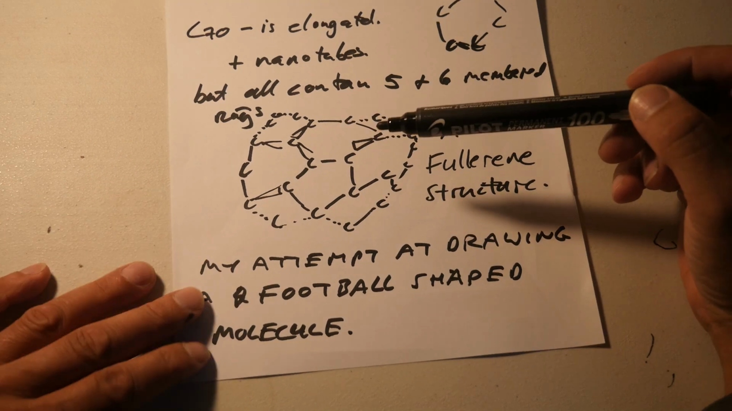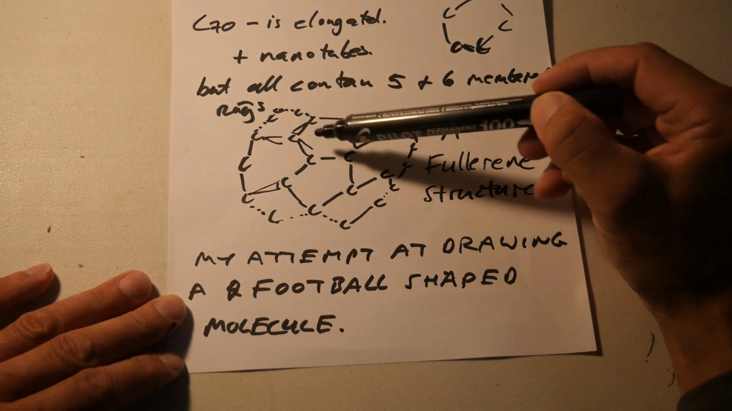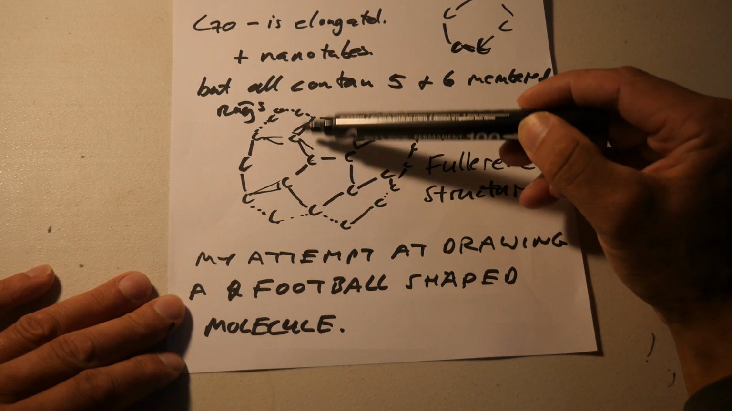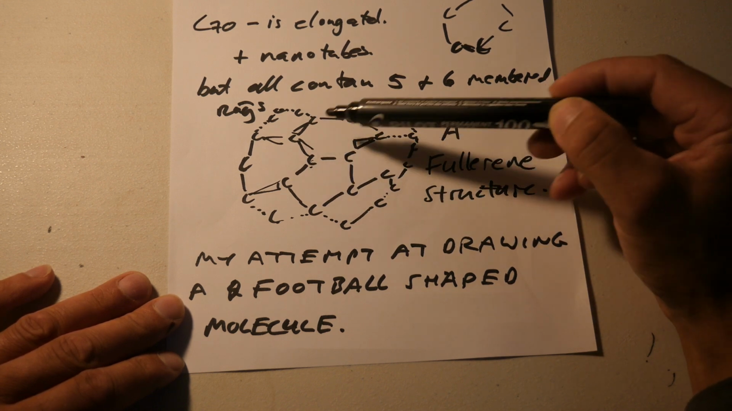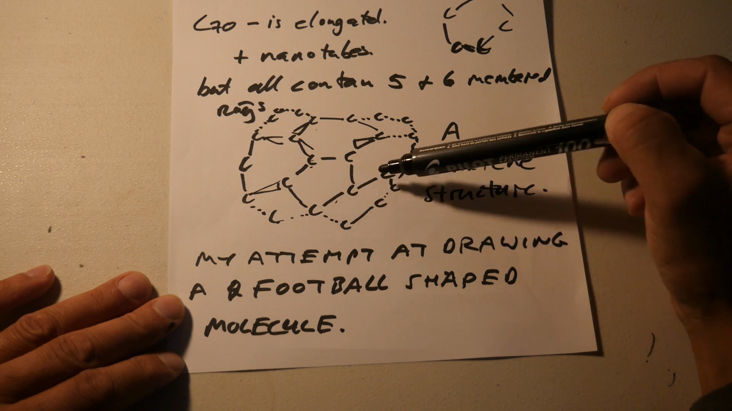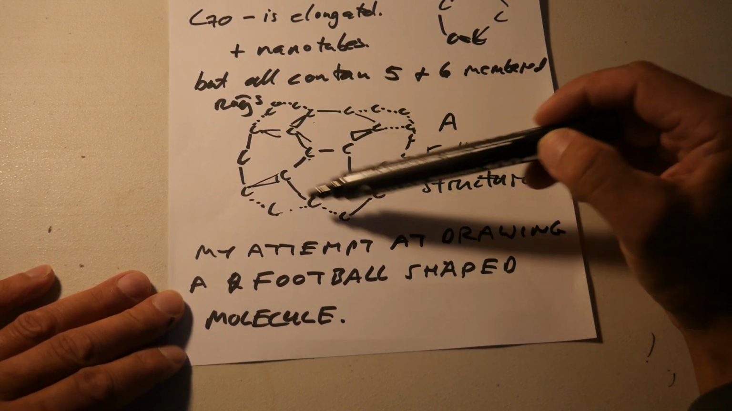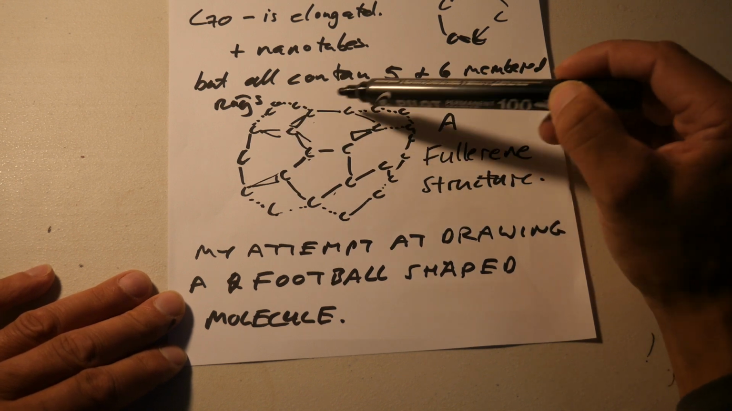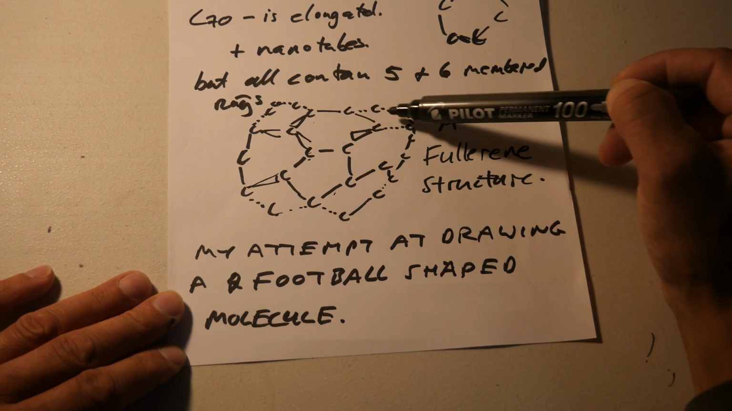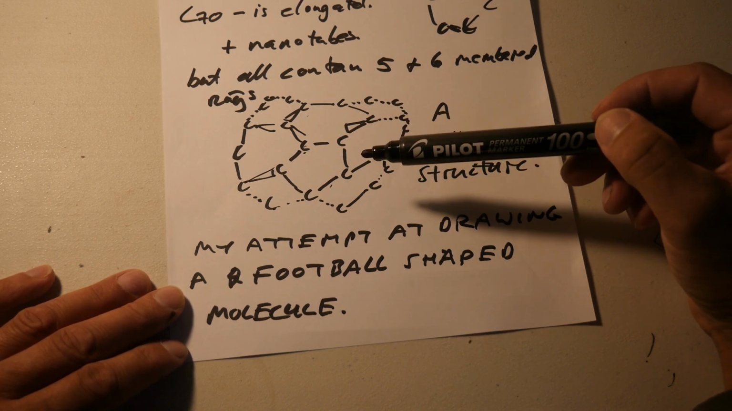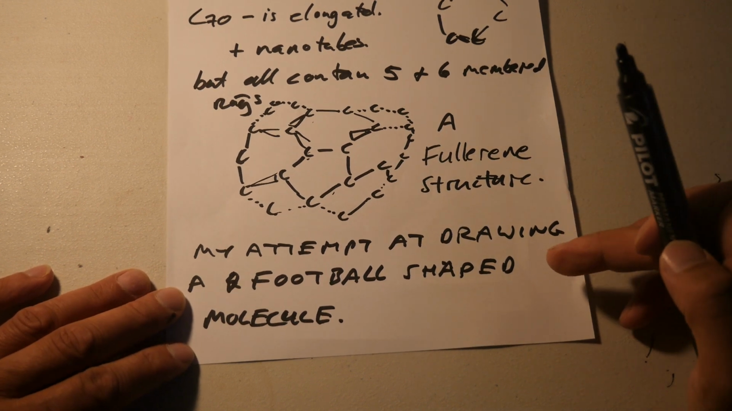Buckminsterfullerene, carbon 60, looks a bit like this. This is my attempt at drawing a football-shaped molecule. There's a 5-carbon ring, and then I'm attempting to draw 6-carbon rings. I'm attempting to draw a football shape, but you get the idea, I hope, that it's spherical, and these bonds are going away from us. This is a fullerene structure. Hope that's a help.